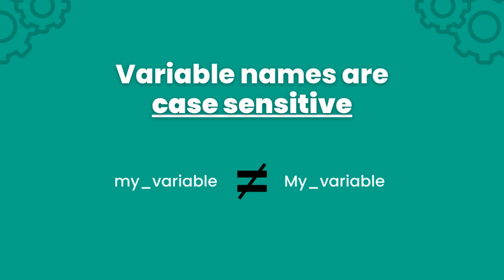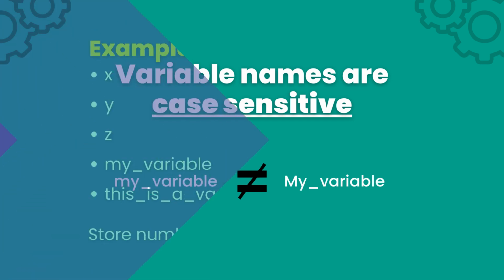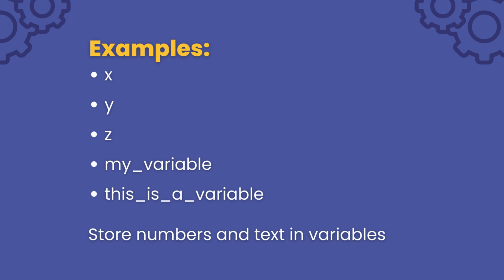For example, that means that the variable name my_variable is a completely different variable than the name my_variable where the M is capital. So you can store data such as numbers and texts in each of these variables.